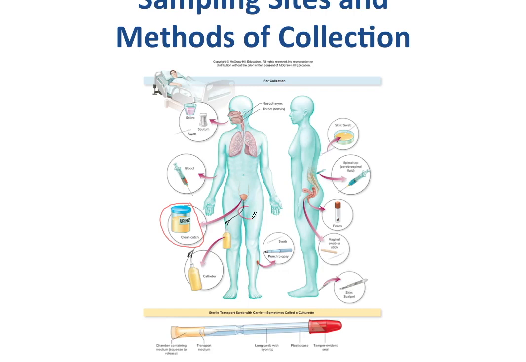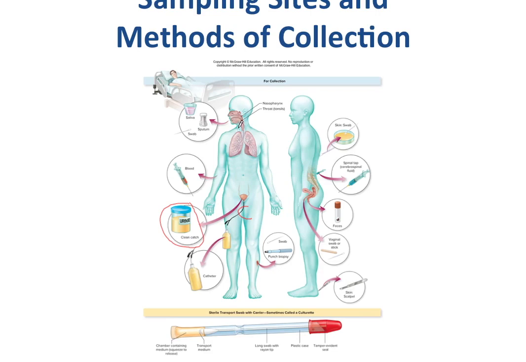So this is the catheter to get urine. For the blood, we have to use needles. The needles have to be sterilized. Before we take the blood, we have to use alcohol to clean the skin.